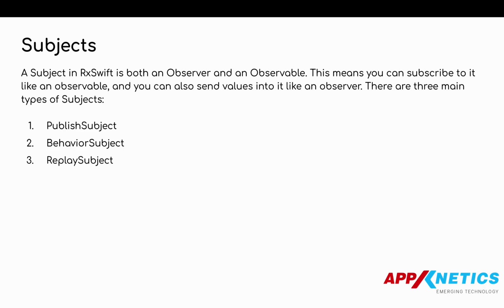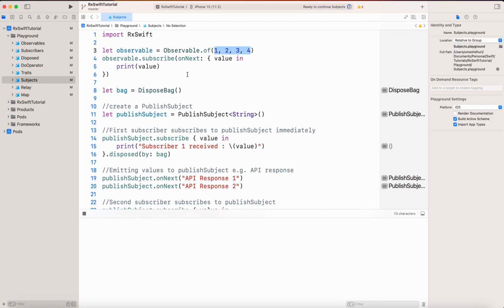What is publish subject? This is the simplest type of subject. It doesn't send any value to the subscribers until they subscribe to it, and it only sends new values after the subscriber subscribes to the publish subject. So it does not replay previous emissions. Imagine we are making a network request and emitting a value from the response using publish subject. Let's try with an example.